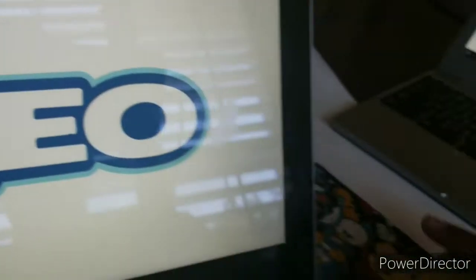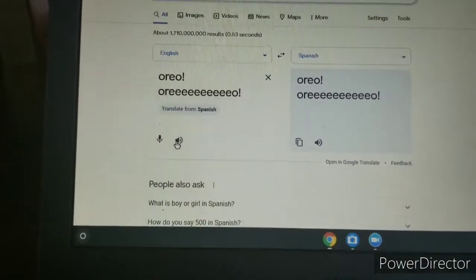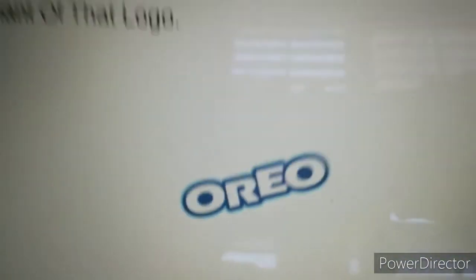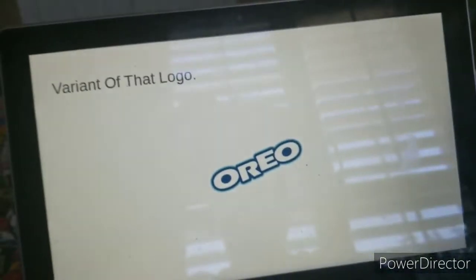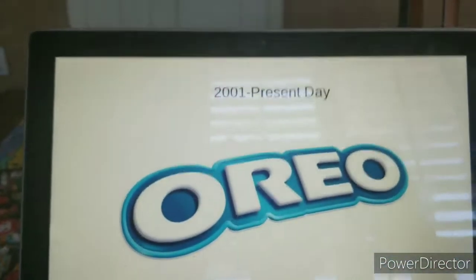That's what I'm saying. This is not what my fortune teller would sing! See what I mean? Anyway, I found one tiny little variant of that logo ever in logo history. One has a diagonal way of Oreo. Shut up, Sonic. Here we have the 2001 to present day. We have the current Oreo logo.